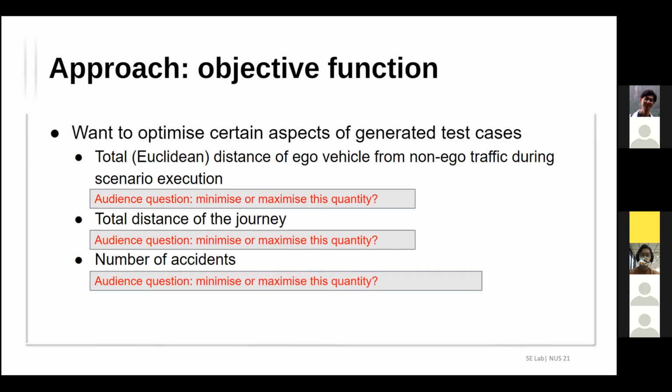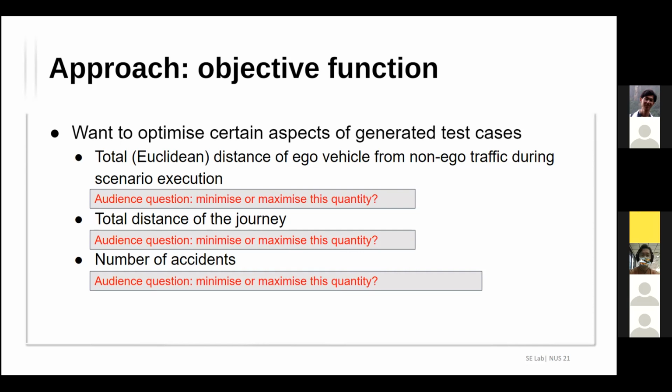So for the first one or the second one, any idea about that? For the total distance of the journey, I don't know. Okay, what about the last one? Do you want to try? What about the total distance of the ego vehicle from non-ego traffic? Minimize. I'm not sure who said that, but yes, minimize. I think Junbo suggests we should minimize the distance.